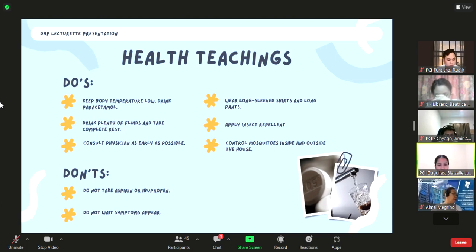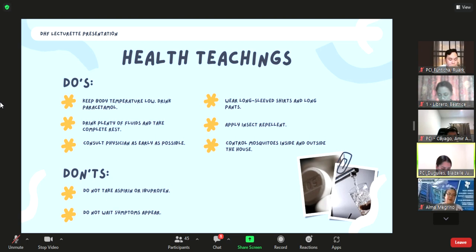So here are the do's and don'ts of patients who have dengue fever. So first, there is no specific treatment for dengue fever. So the over-the-counter or OTC drug, acetaminophen, can help reduce muscle pain and fever. So it is better to keep body temperature low and give paracetamol. So give the patient paracetamol not more than 4 times in 24 hours. So these are the prescribed doses.